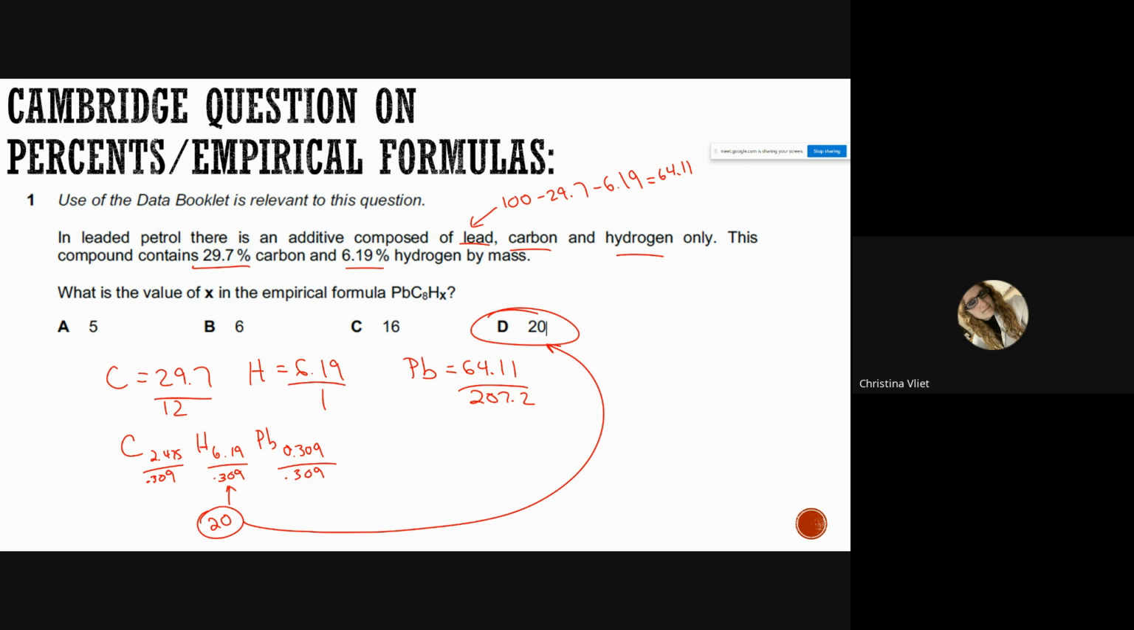So notice, I didn't write that much work. I wrote dividing by the molar mass, and then I wrote dividing by the smallest number. If you write that, that's enough. Yes.